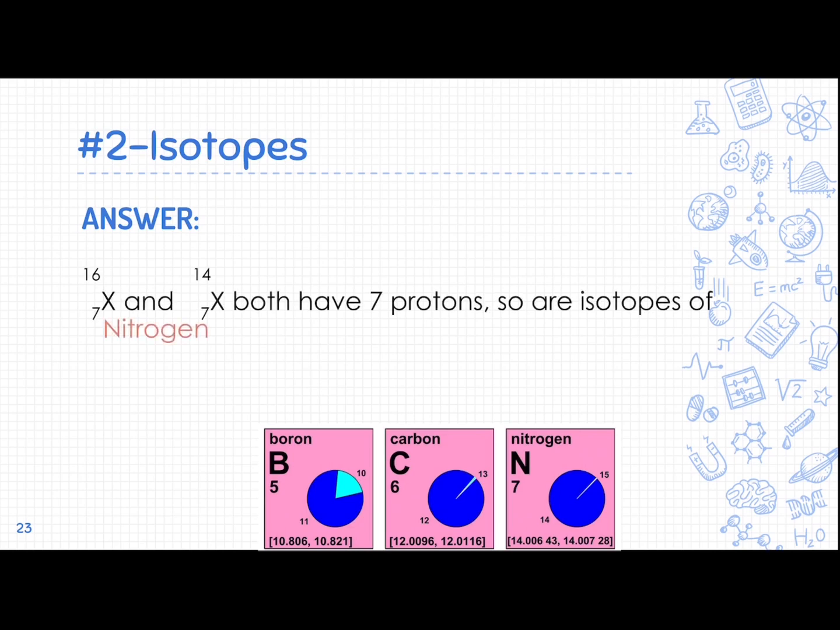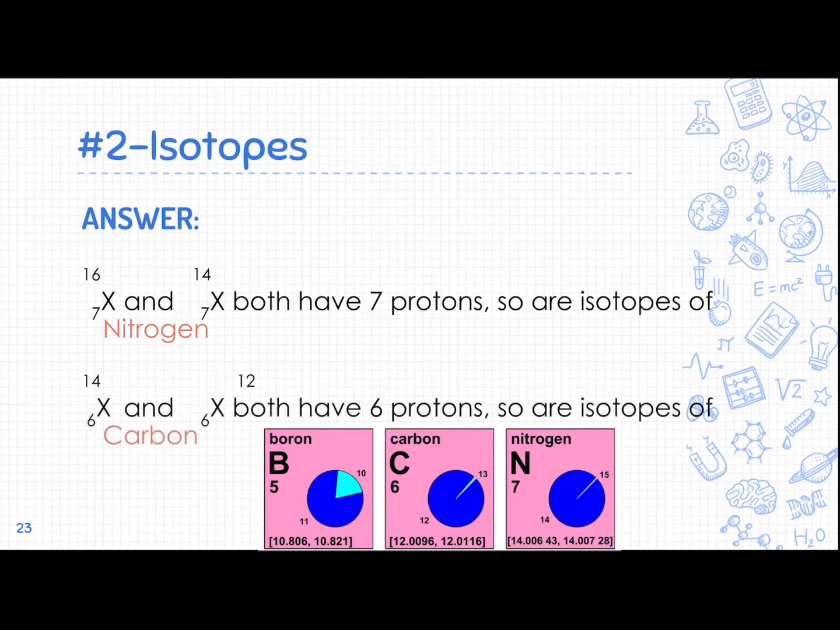So these 2 isotopes both have 7 protons. So they are both nitrogen. They're isotopes of nitrogen. They just have a different mass. These 2 numbers both have 6 protons. So they are carbon. Again, same number of protons means same element, but they do have a different mass.